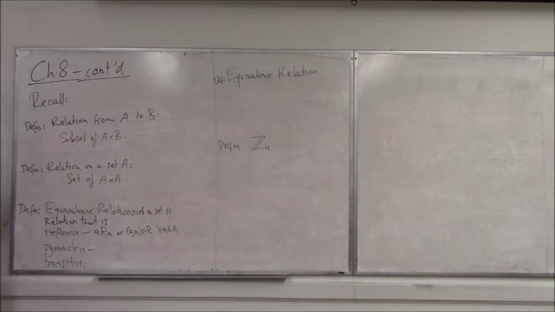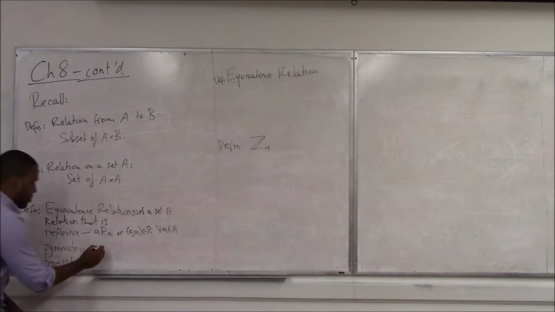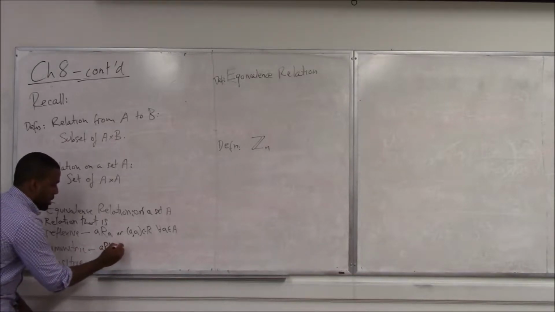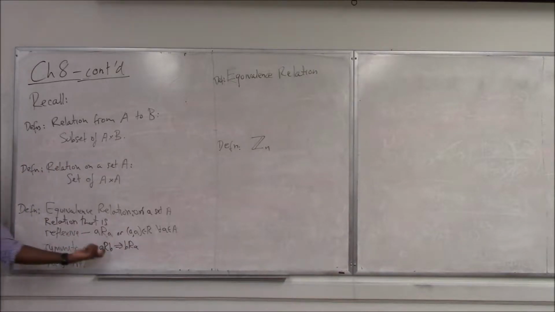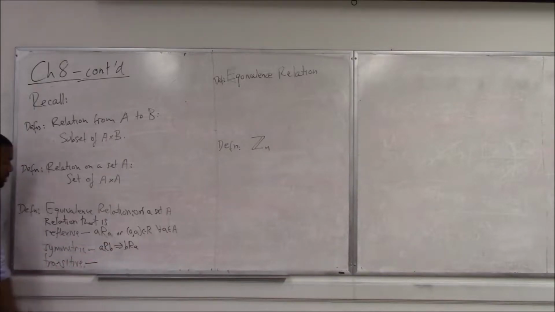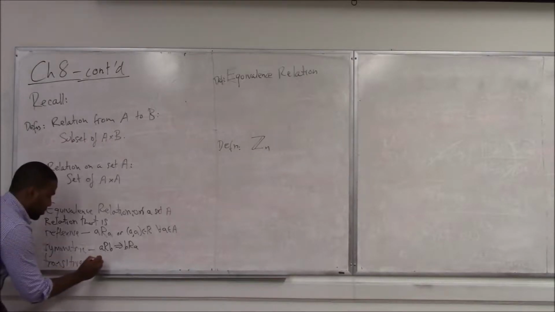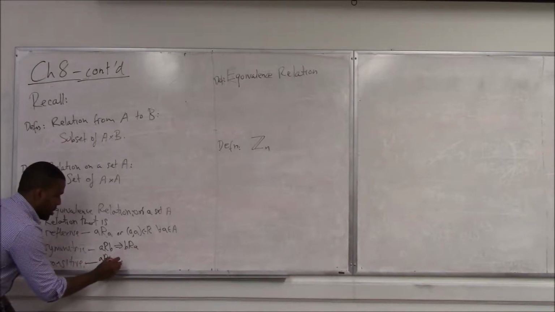Symmetric means if A relates to B, then B relates to A. A R B means that B R A. This means if the ordered pair (a, b) is in the relation, then the ordered pair (b, a) is also in the relation. And this is an implication, so it can be true vacuously. Transitive: if A relates to B and B relates to C, then A relates to C.